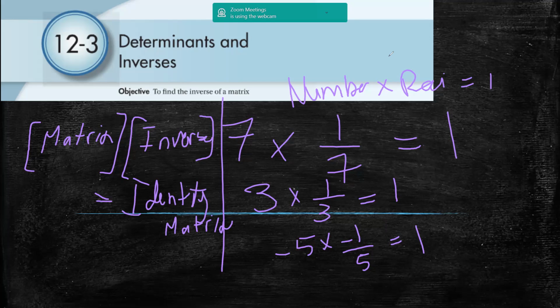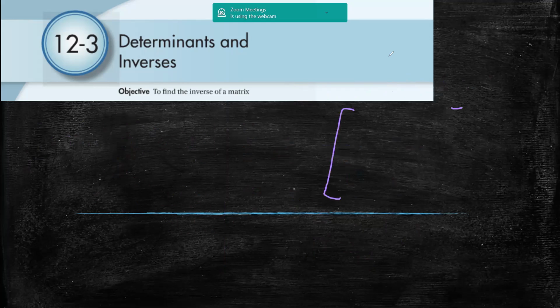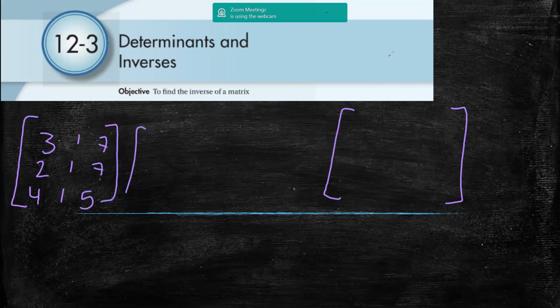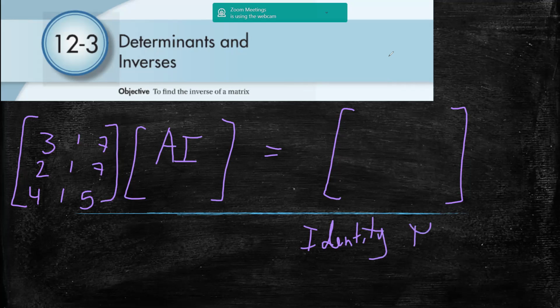What is the identity matrix? It is like if you multiply a matrix like this one, 3, 1, 2, 1, 4, 1, 7, 7, 5, as an example, with an inverse matrix. Later on, we will learn how we can find the inverse matrix. If you multiply them, I told you we get an identity matrix.